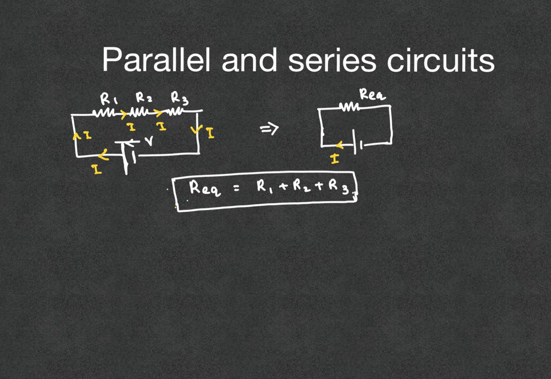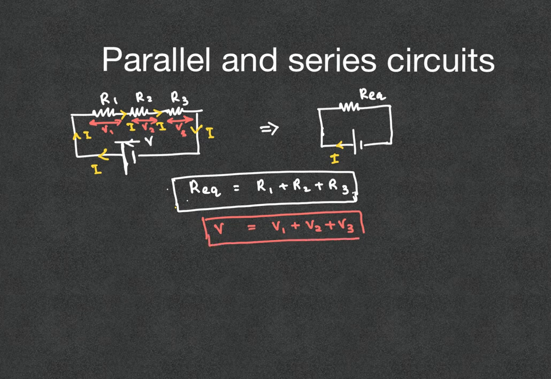Also, if I mark the voltage drop across each of these resistors, I am going to call it V1 over here, V2 and V3. I am using different colors so that you can see them better. The main circuit or the battery has a voltage of V, and that V equals V1 plus V2 plus V3. And V1, V2, V3 are the voltage drops across each resistor.